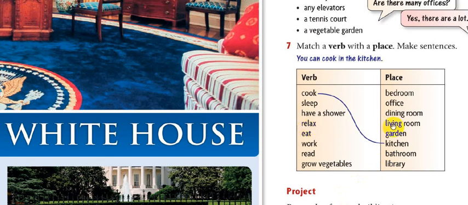Here, relax with the living room. I relax in the living room to watch TV, or I sit in the living room to relax and watch TV. Eat with the dining room. I used to eat in the dining room. Work with the office. I work in the office. Read. I read in the library. Grow vegetables in the garden. The vegetables grew in the garden.